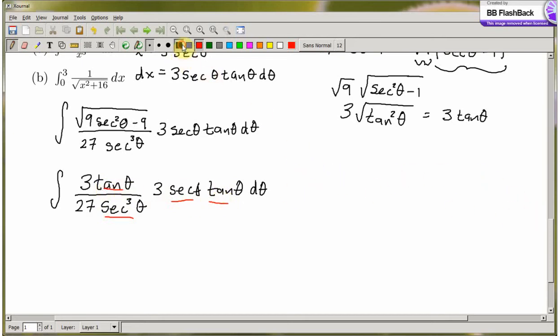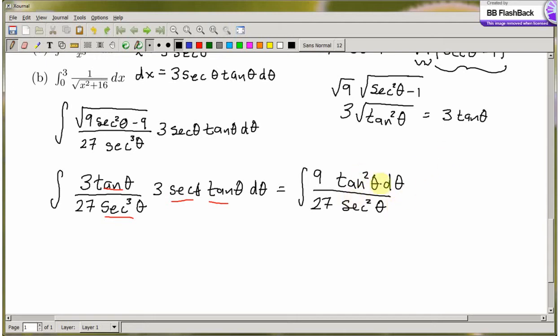Okay, so after you do all that stuff, these 3's are going to make 9, and we're going to have tan squared theta d theta on top, and on the bottom we're going to have 27 secant squared theta. Oh, no, there's no d theta down there, sorry.